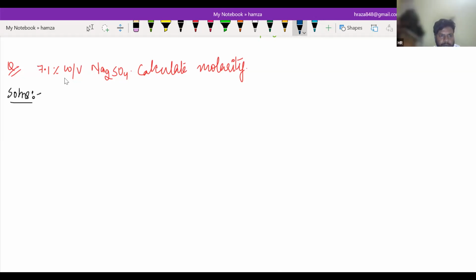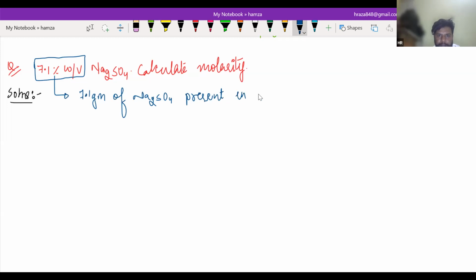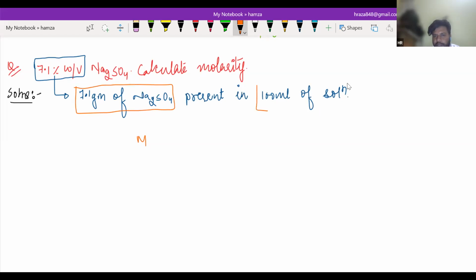Okay, just see. 7.1% weight by volume. What does it mean? This is basically 7.1 gram of Na2SO4 present in 100 ml of solution. Now see, what we need to calculate is molarity. The mass of Na2SO4 is given, and you can also see 100 ml of solution. That means the volume of solution is also given.